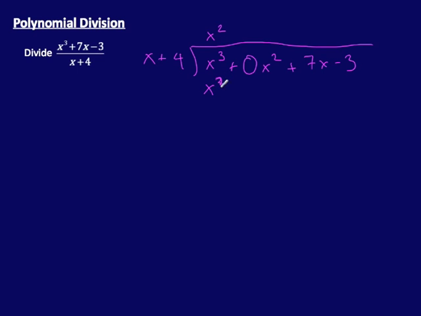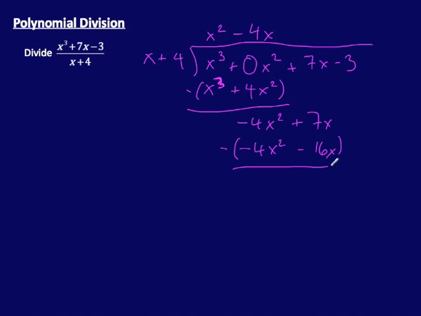So we get x cubed, and 4 times x squared is 4x squared. This is why we need the placeholder, because I wouldn't have had anywhere to put the 4x squared otherwise. Subtract, we get negative 4x squared plus 7x. x times what gets negative 4x squared? Well, it's negative 4x. We get negative 4x squared.